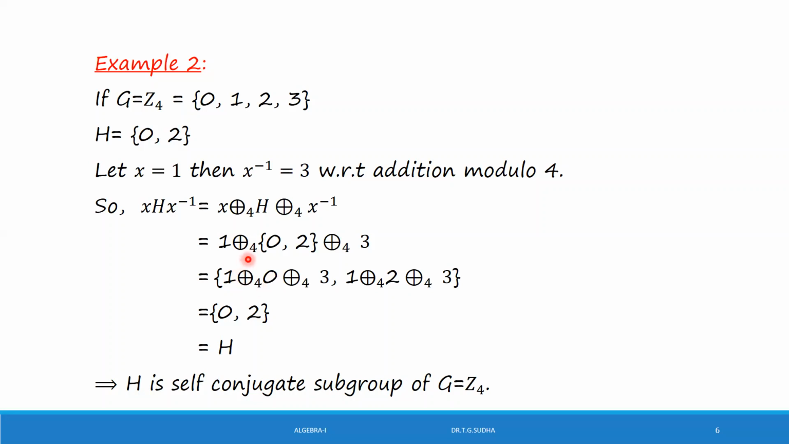So 1 addition modulo 4, 0 addition modulo 4, 3 is the first element. The second element is 1 addition modulo 4, 2 addition modulo 4, 3. When we operate this, we get 4, and 4 under addition modulo 4 is 0. And when we operate this, we get 6, and 6 under addition modulo 4 is 2. So we get the set containing 0, 2, and that is H itself. So XHX inverse is equal to H for X equal to 1. Therefore, H is a self-conjugate subgroup of G, which is equal to Z4.